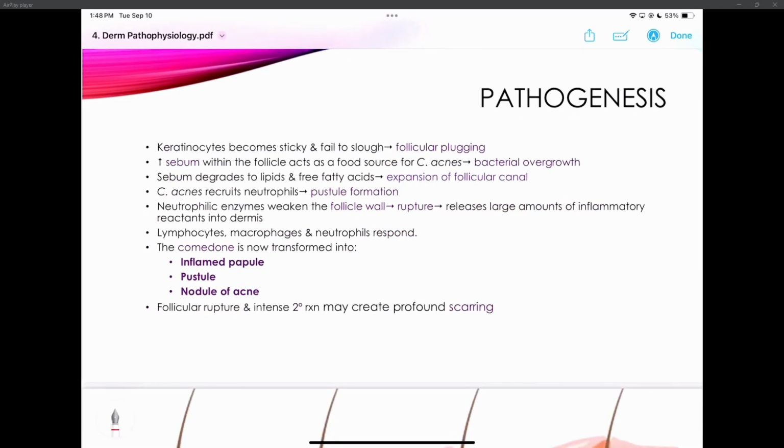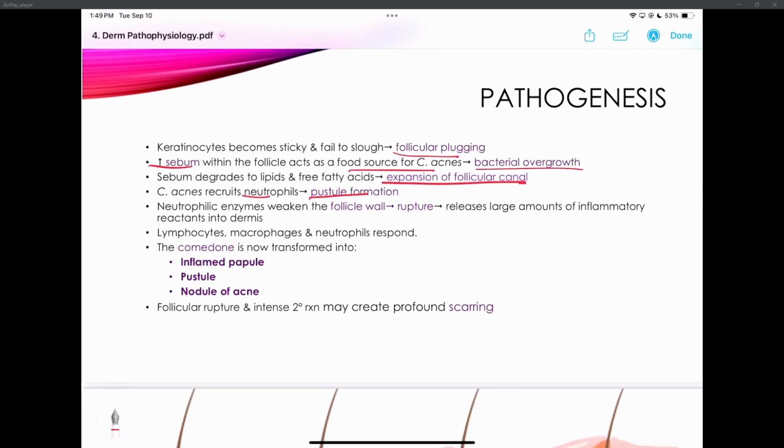So let's see what's going on now. The keratinocytes become sticky and fail to slough off skin cells. That leads to follicular plugging. Increased sebum production is a food source for the C. acnes, and we get bacterial overgrowth. All that sebum, that oil, degrades to lipids and free fatty acids, and that causes expansion of that canal, so it's widening that pore, making it bigger. The C. acnes in that area recruits neutrophils, and that causes pustule formation. That gives you the pus inside the acne.